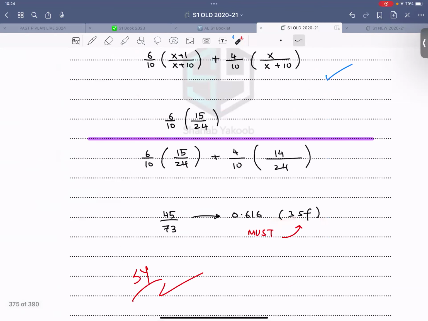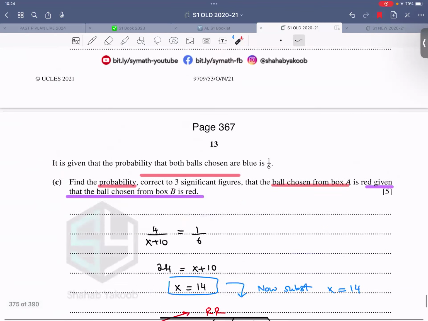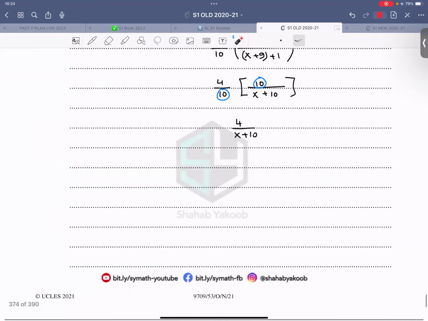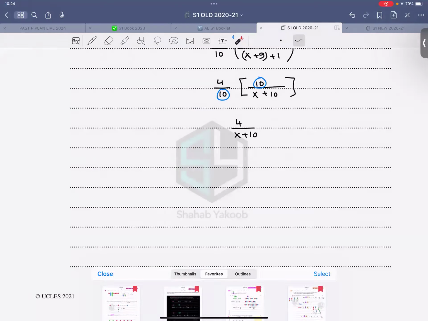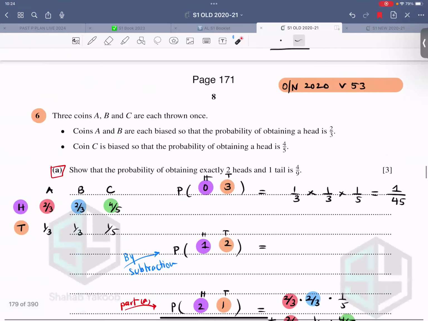This time they have asked in 3 significant figures. So it's a must that you convert it. So now this thing is done. And yes, this thing is done. Okay, so now what is left? This one, a very nice question.